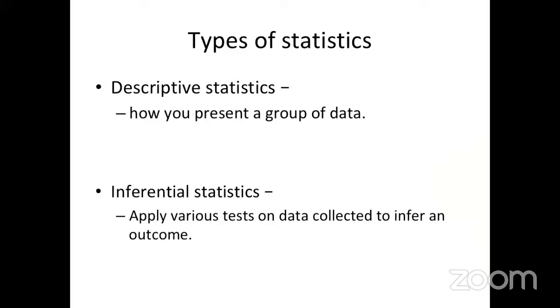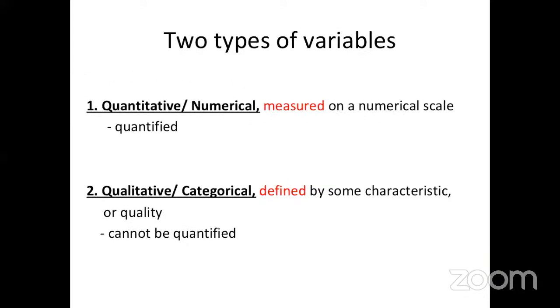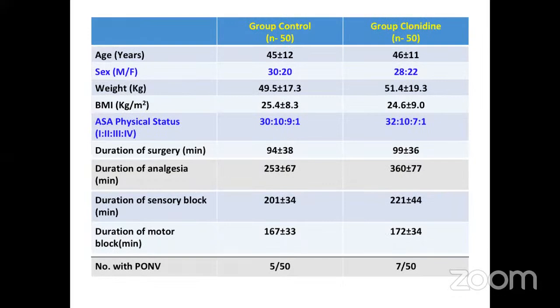So that is known as inferential statistics. So descriptive statistics can be quantitative or qualitative. Quantitative means when they are described on the numerical scale. Qualitative means they are basically described on quality. It cannot be quantified.